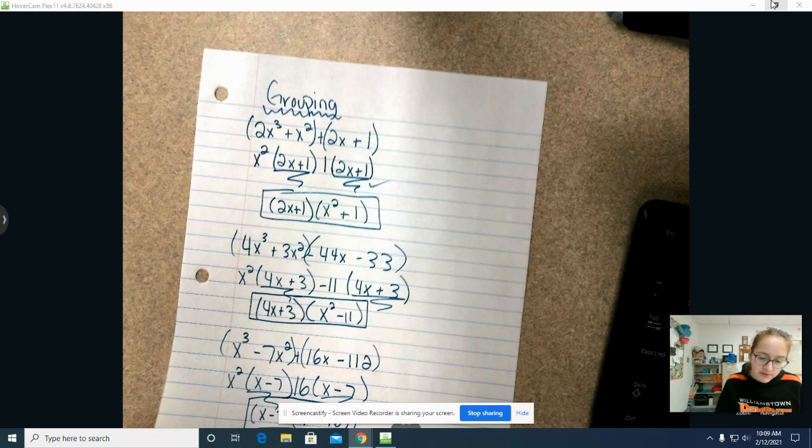So now let's move on to Miss Morgan's absolute favorite type of factoring. She is so excited. Okay, let's find my notes here.